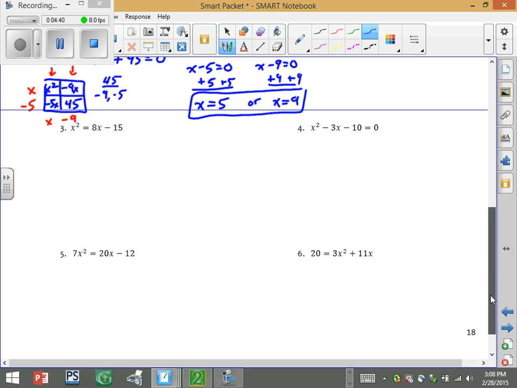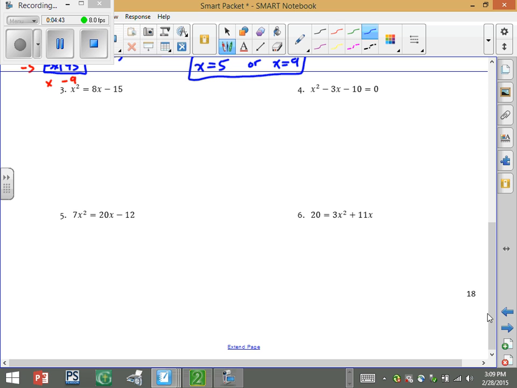Okay. I'm just going to go down and do the odds on this page. Here we don't have a 0 yet, so let's move everything over with the x squared. So we need to move the 8x over. Since that's positive, you're going to subtract 8x from both sides, and you'd also have to add 15. So that moves everything to the left, which leaves 0 on the right side.